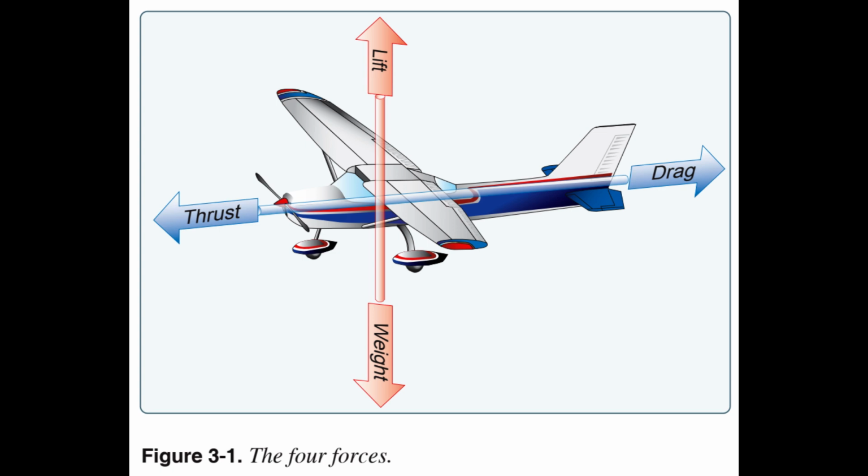Drag is a rearward, retarding force and is caused by disruption of airflow by the wing, fuselage, and other protruding objects. Drag opposes thrust and acts rearward parallel to the relative wind.